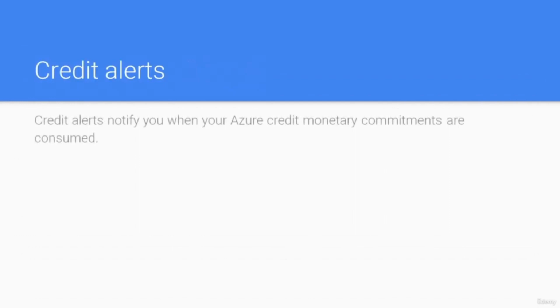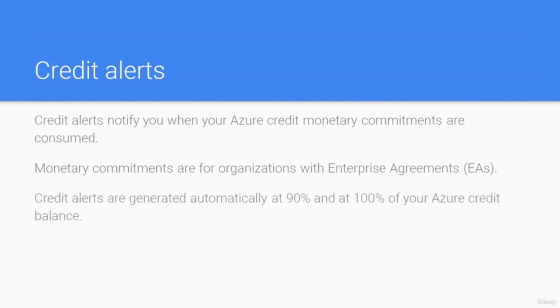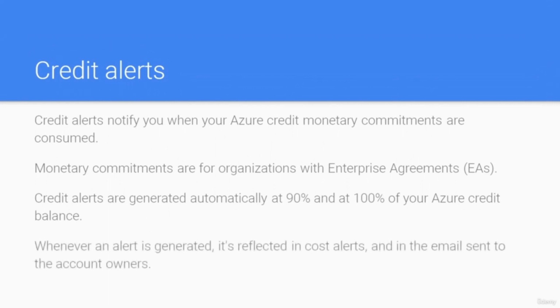Credit alerts notify you when your Azure credit monetary commitments are consumed. Monetary commitments are for organizations with Enterprise Agreements, or EAs. Credit alerts are generated automatically at 90% and at 100% of your Azure credit balance. Whenever an alert is generated, it is reflected in cost alerts and in the email sent to the account owners.